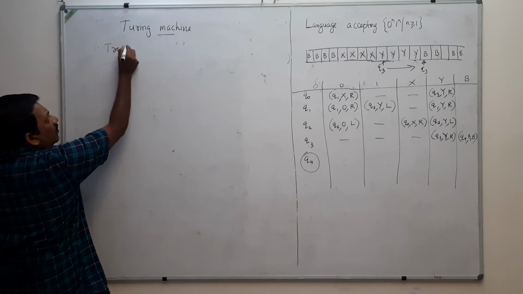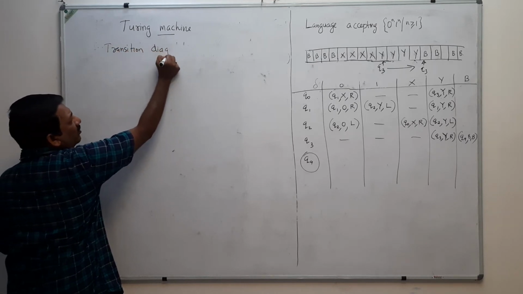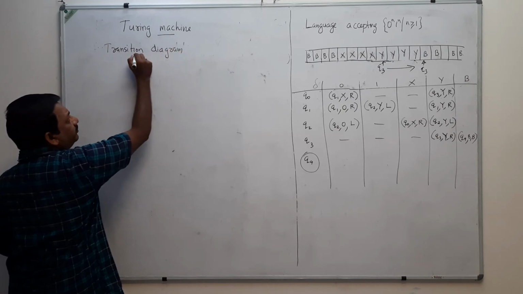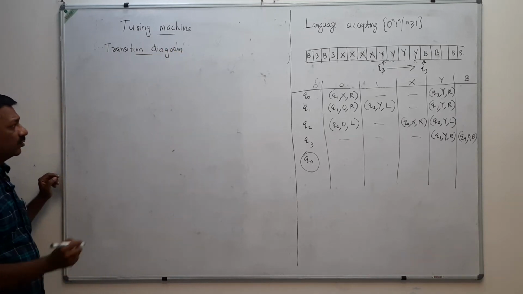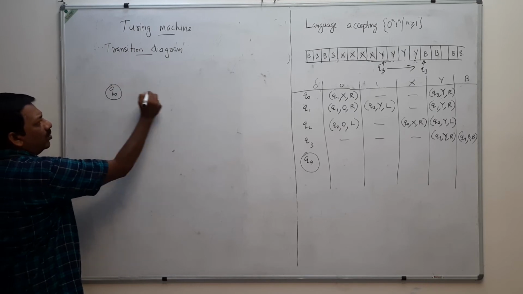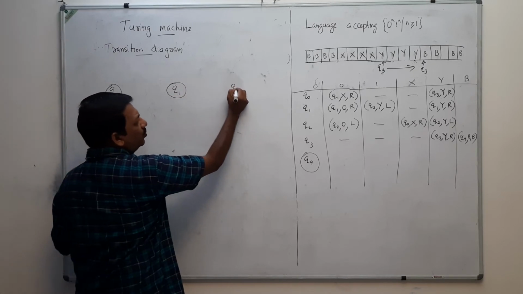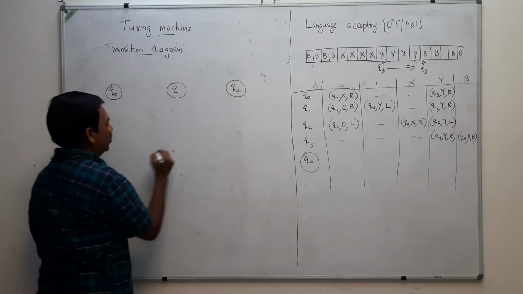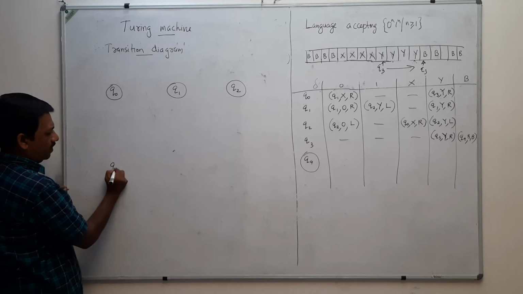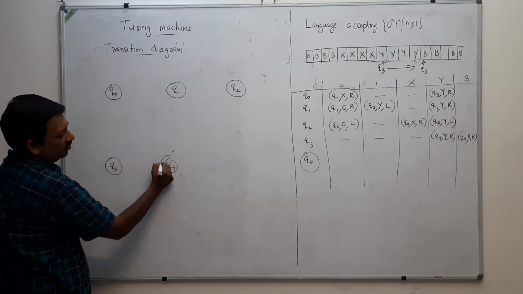Transition diagram of a Turing machine. The transition diagram of a Turing machine is this one. Q0, Q1, Q2. This is Q3. And this is Q4, let it be Q4.